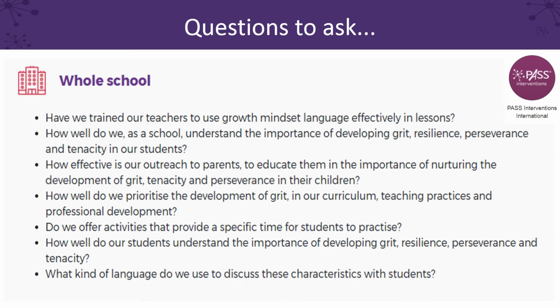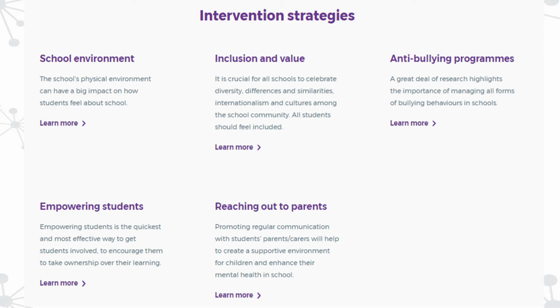PASS Interventions goes through each factor and provides prompt questions for you to ask when interrogating your own data. On screen here now, you can see some questions for you to ask when looking at whole school level data. PASS Interventions also suggests a number of effective strategies that you can employ depending on the scores you're seeing in your own report. You can see here that for each factor, there is not just one strategy suggested, but a number of them, so you can determine what works best in your own school context.